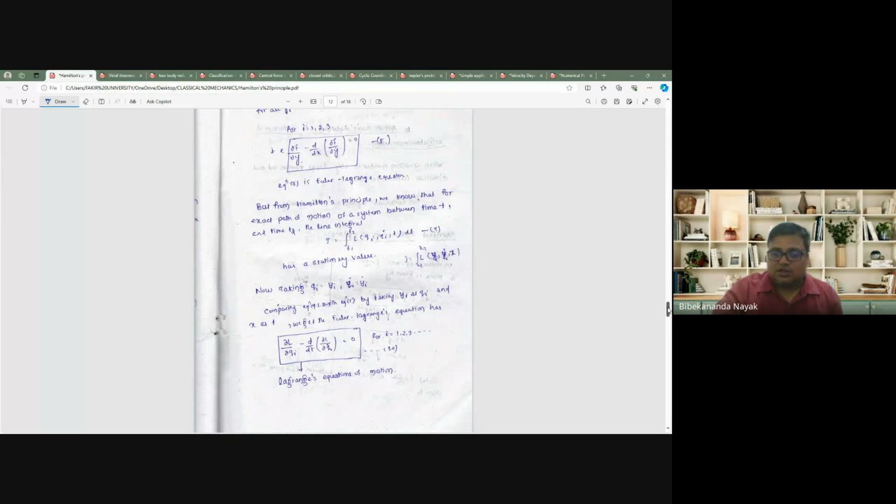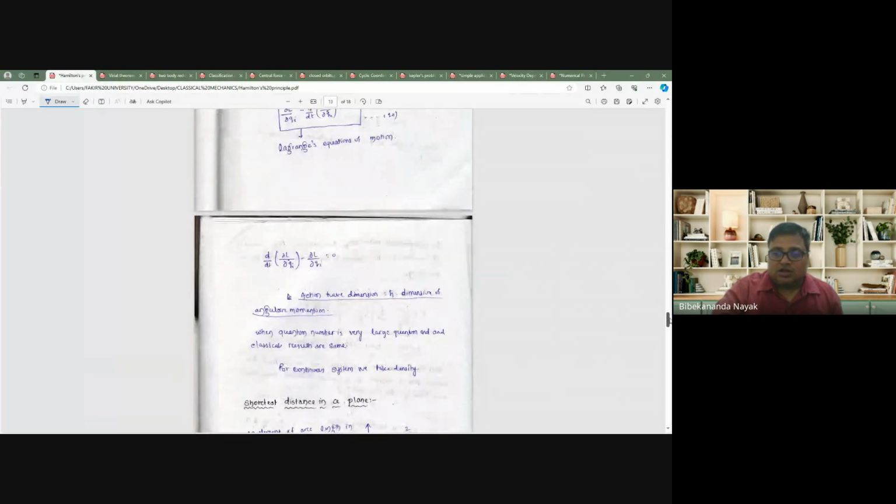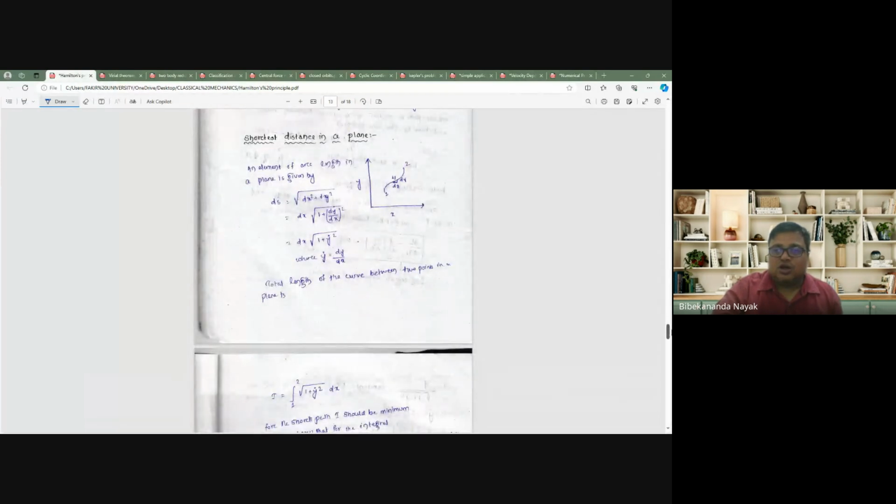Okay, leave that now. There are two important examples of this principle. The first is the shortest distance in a plane. How do you calculate the shortest distance between two points? Suppose a curve joins two points 1 and 2. There may be a number of paths. What is the exact or actual path? For that, we use Hamilton's principle.